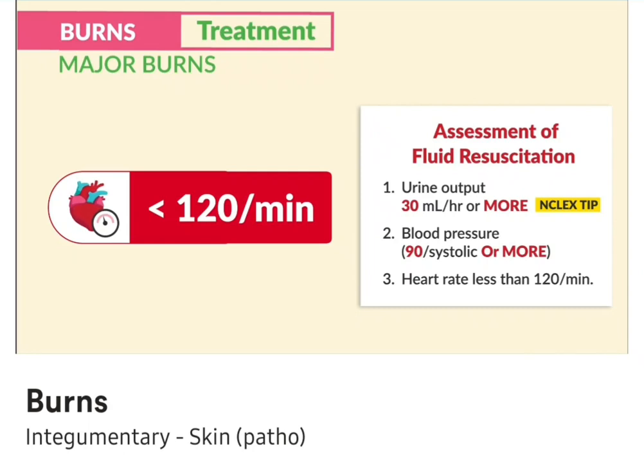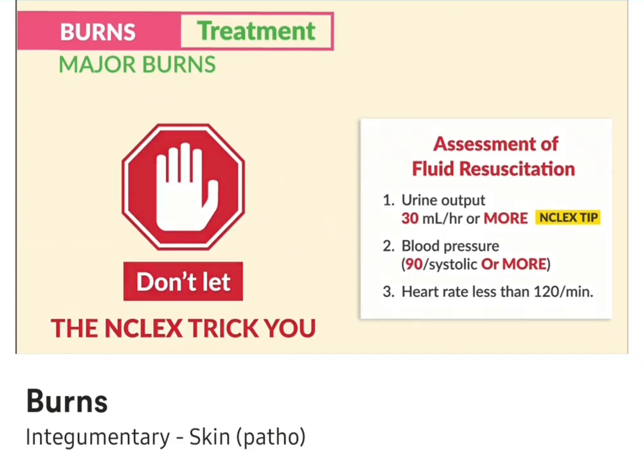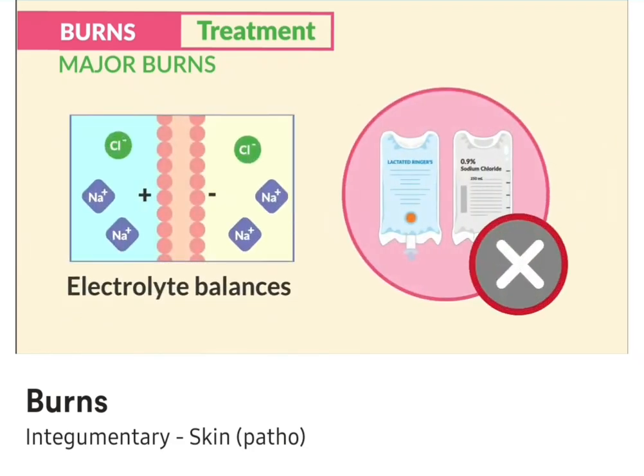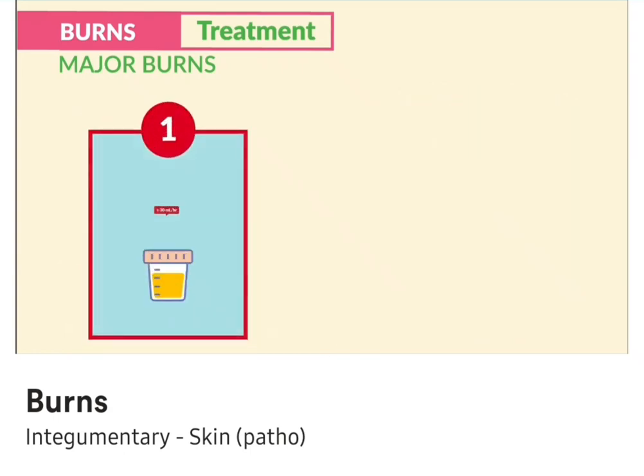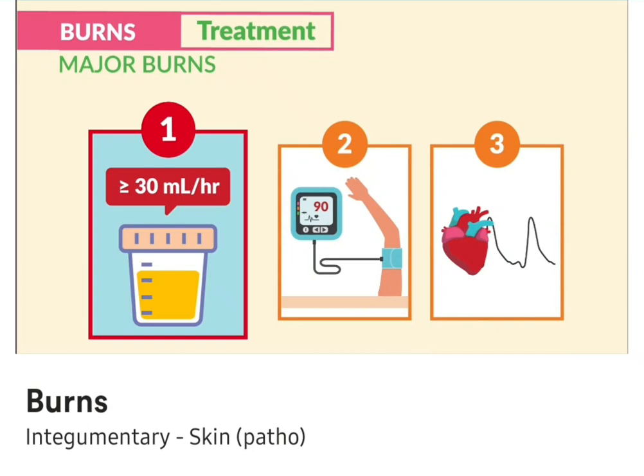These were the most tested for fluid resuscitation. So don't let the NCLEX trick you here. Electrolyte balance is not the best indicator of fluid resuscitation. It's always urine output, then BP, and then heart rate, the top 3 there.